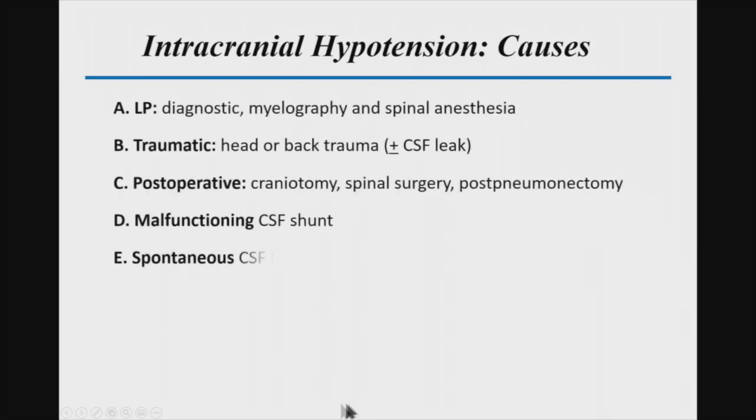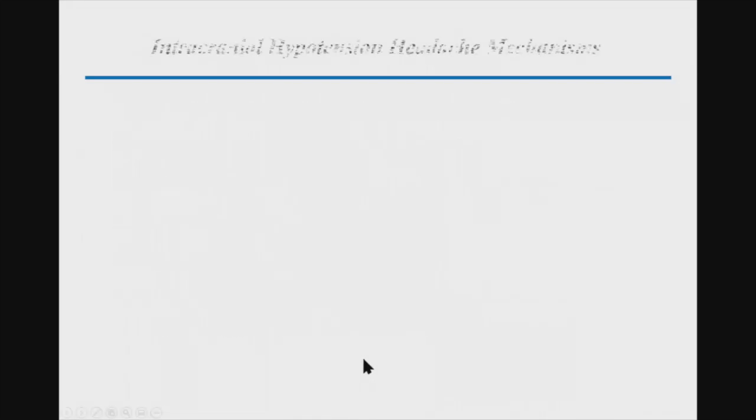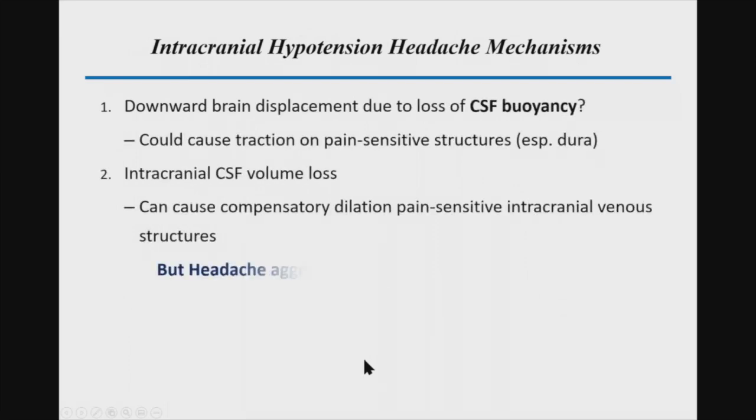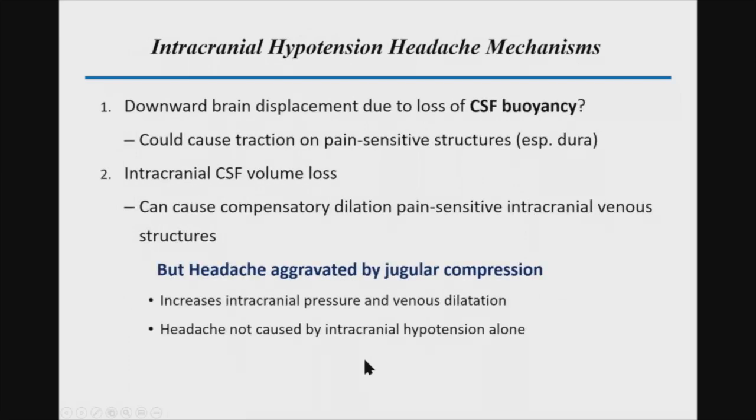You heard earlier about the different causes, and I'll skip over that. Now, why do you get a headache if your pressure is low? Well, do you lose buoyancy? Could it be traction of the dura? Intracranial volume loss can cause compensatory dilatation of intracranial structures. But here's the point. If you actually do jugular compression, it increases intracranial pressure and venous dilatation, and therefore headache cannot be due to intracranial hypertension alone. Let me say that. Squeeze the jugulars, venous pressure goes up, intracranial pressure goes up, the headache gets worse.